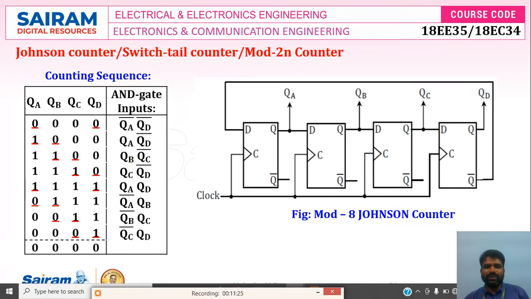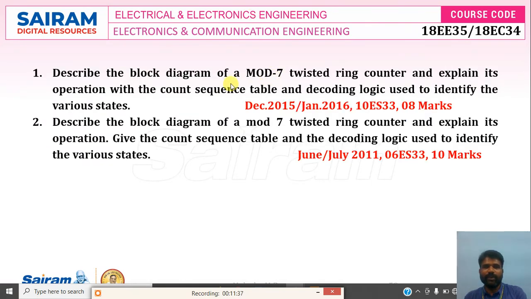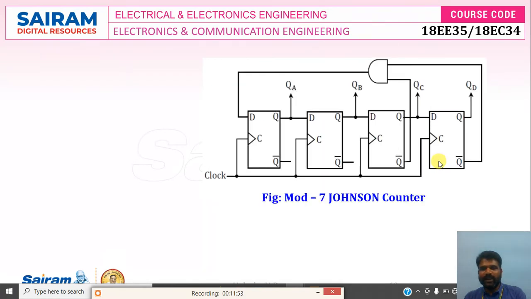Okay. So in exam, they may ask some modification to the Johnson counter. Let's see. In one exam, this question appeared. Describe the block diagram of mod 7 twisted ring counter and explain its operation with the count sequence table and decoding logic used to identify the various states. The same question appeared twice, one time for 8 marks, another time for 10 marks. Let's see the configuration. So small changes. What are the changes done?